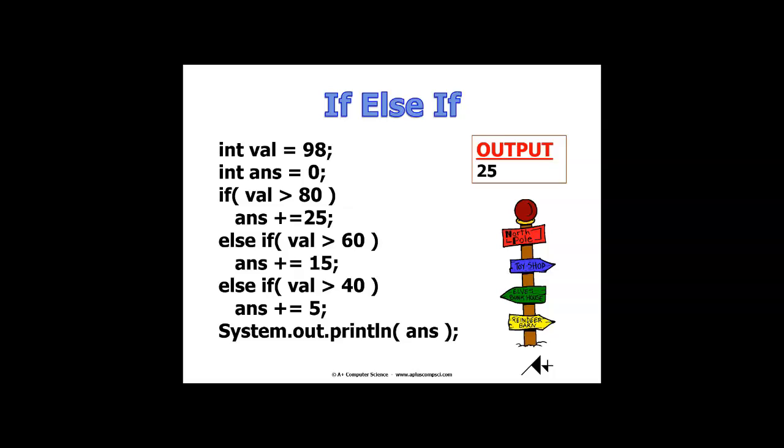And here we just have another value, running it through again. This time val is 98. So the first one that's going to trip is 98 is greater than 80, so it's going to add 25.